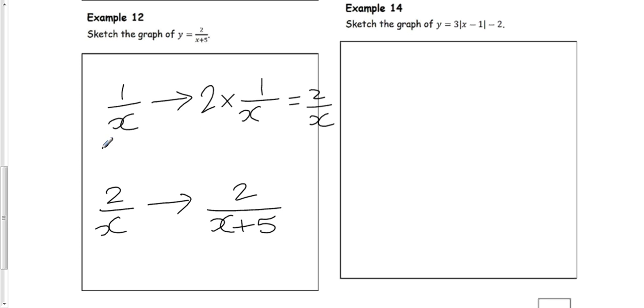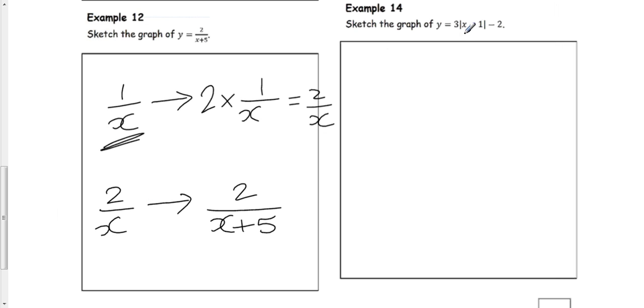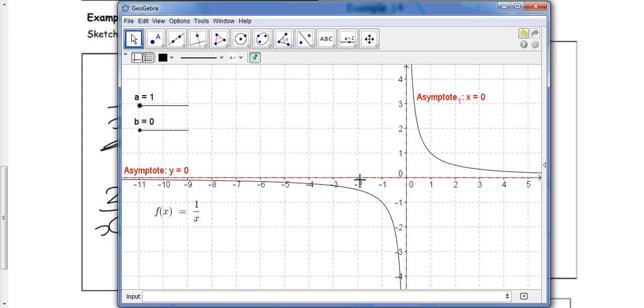So let's begin with 1 over x graph. And here it is. It's got two asymptotes, one on the x-axis, one on the y-axis. Here's the equation of the graph at the moment, 1 over x. What I'm going to do first is the stretch, which will come from this 2. So you should be expecting to see a stretch in the y direction, scale factor 2.